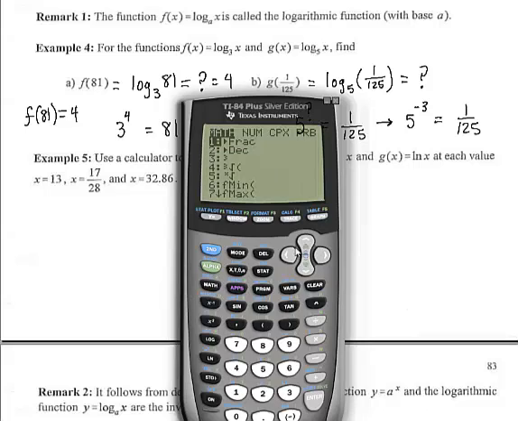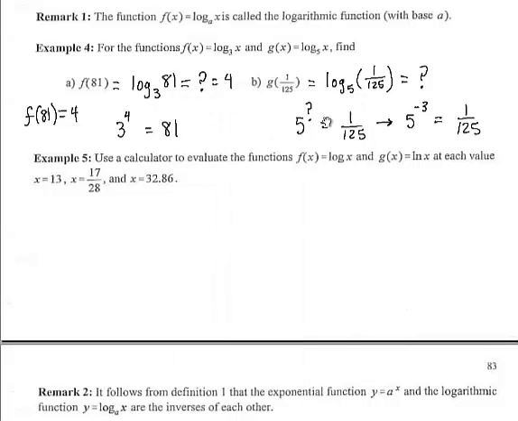If we do the same thing with A, log base 3 for F, and then 81 returns the value 4, which is what we had.